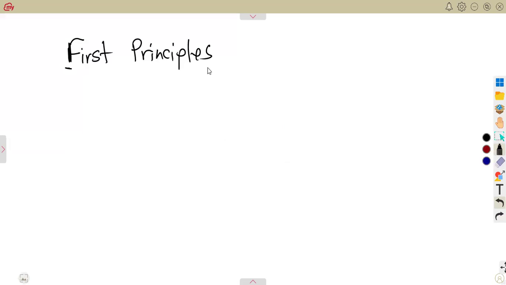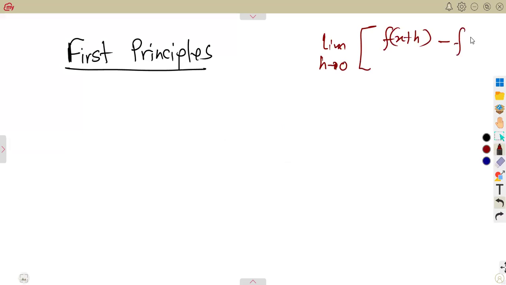All right, so the first principles, it's an application of the derivative in actual sense. It's a limit that is taken where h is approximating to 0, of f of x plus h minus f of x, which is the original function, over h. So when you're dealing with the first principles, it's a derivative now that you'll be given, like find the first derivative. They'll ask you from the first principles.